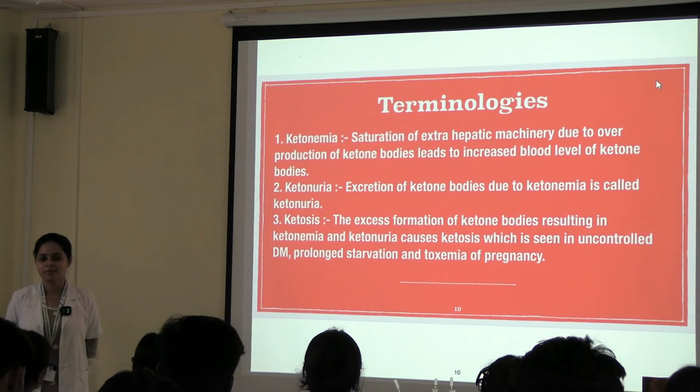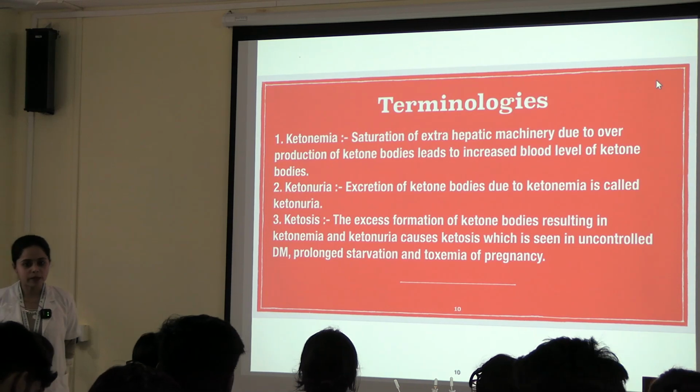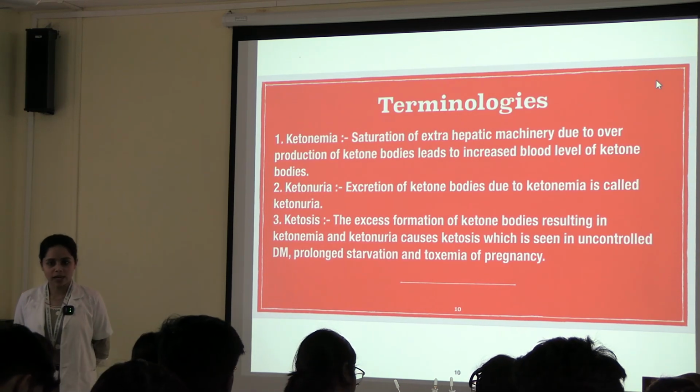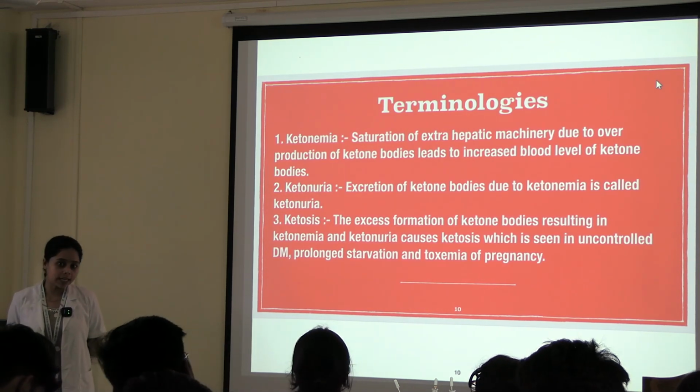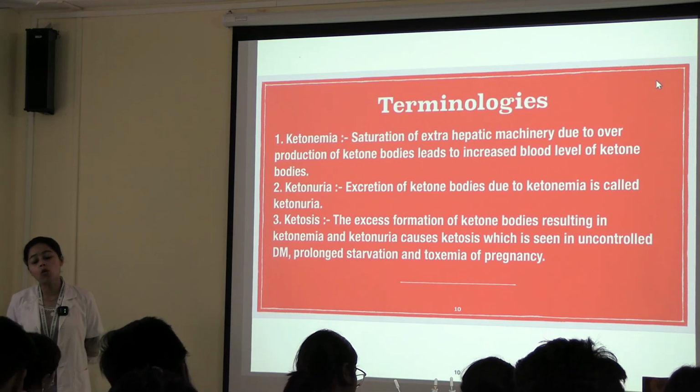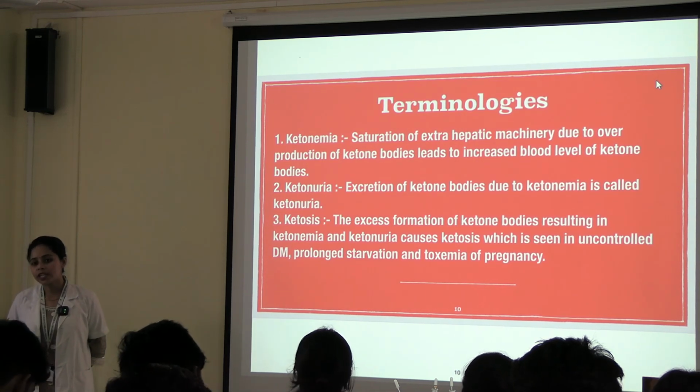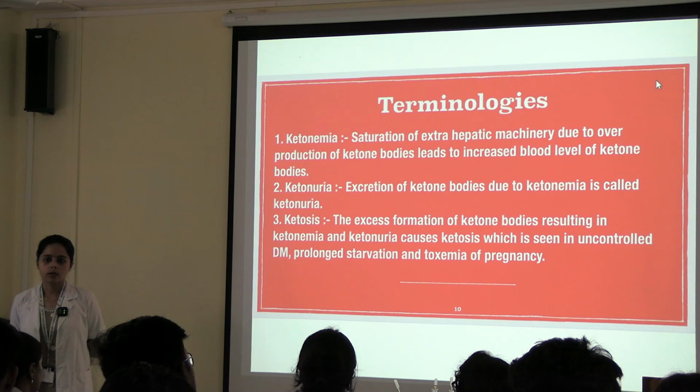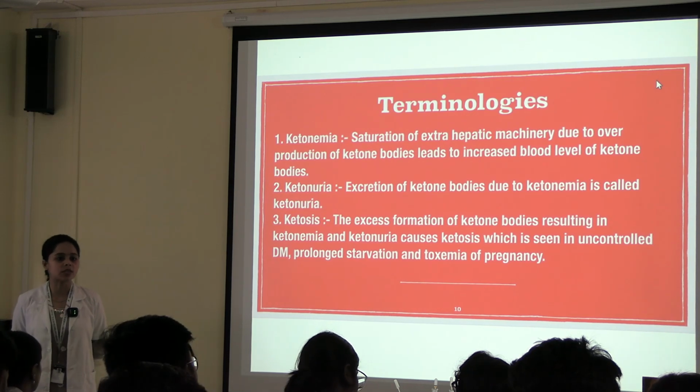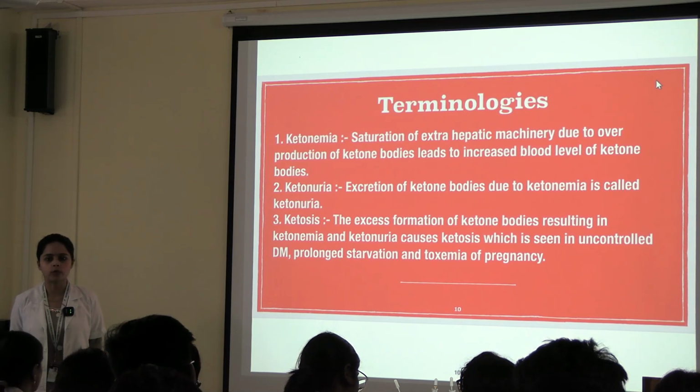So that is toxemia of pregnancy, which means if a lady got pregnant and she never had diabetes, but during the course of her pregnancy she developed diabetes. She can develop hypertension as well, but she never had hypertension before.